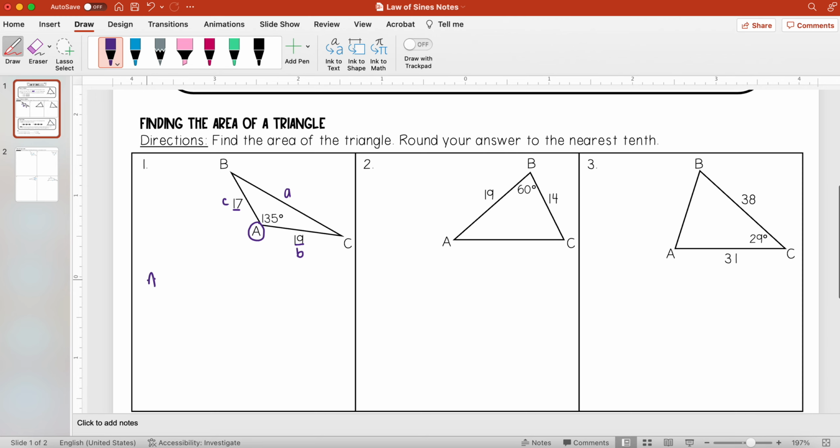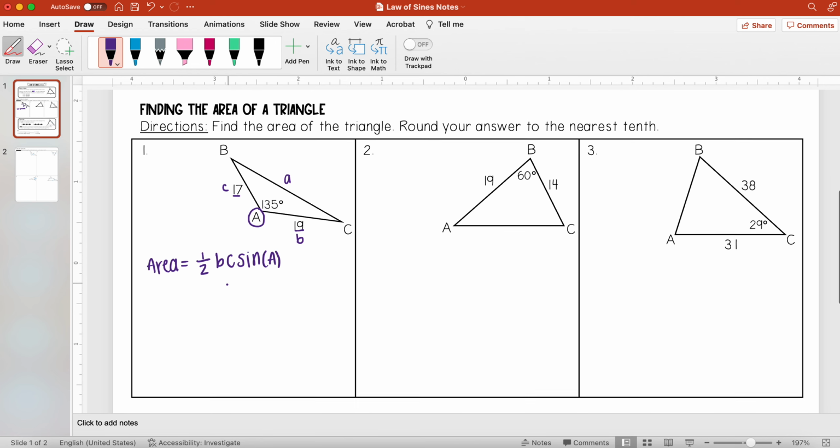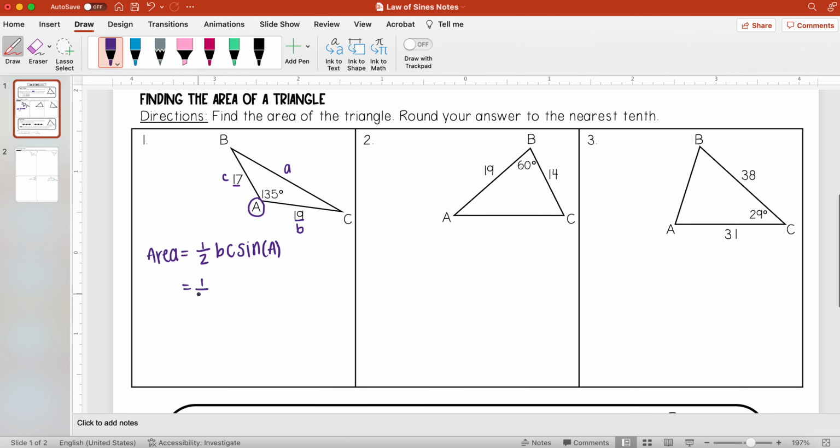So area is equal to 1/2 b times c times sine of A. So I get 1/2. b is 19. c is 17. And then I have sine of my angle A, which is 135 degrees. Now I can go ahead and put that into Desmos.